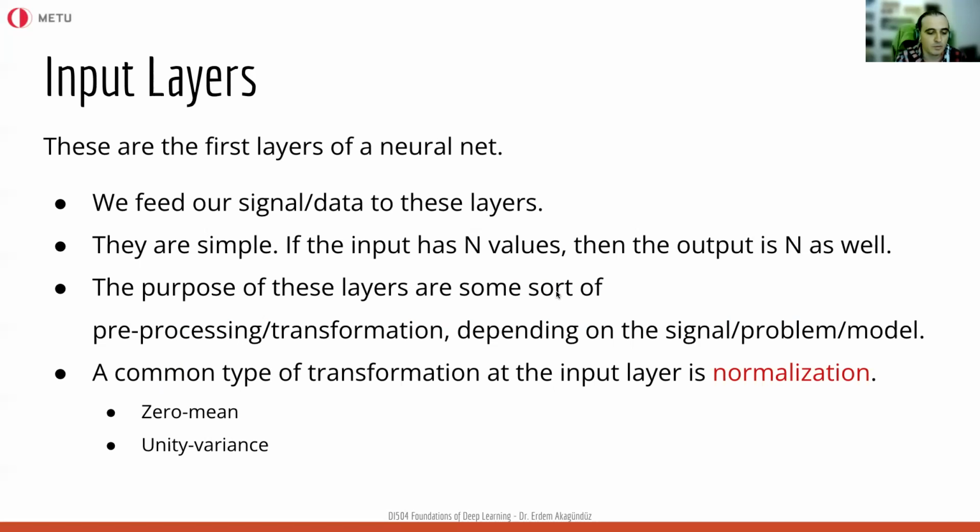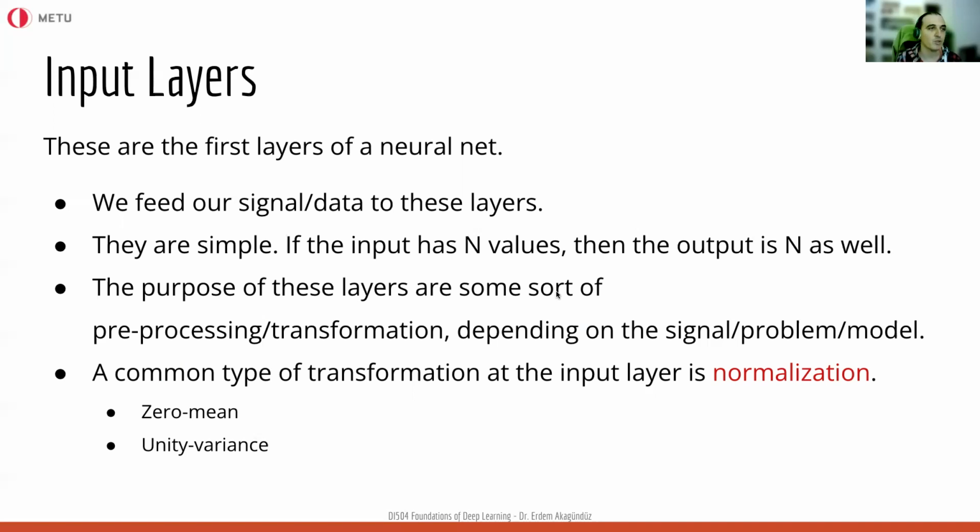So input layers do not change this input size because they are the input layers. What they do is normalization or pre-processing. They don't change the spatial size. They kind of transform the input for the network for better training or processing. The purpose of these layers are some sort of pre-processing or transformation, depending on the problem. The type of pre-processing we would do in an image is maybe normalization or any image processing stuff, but for a sound signal, it's going to be different.